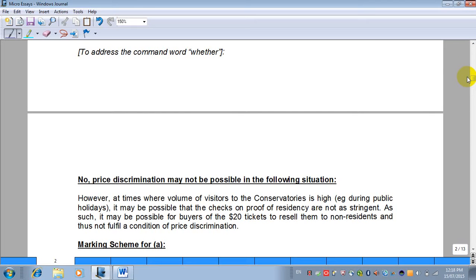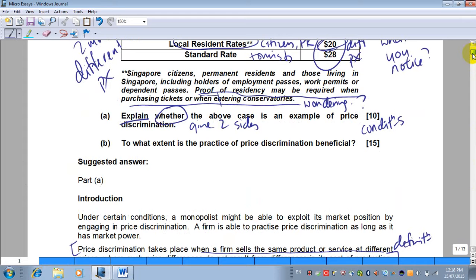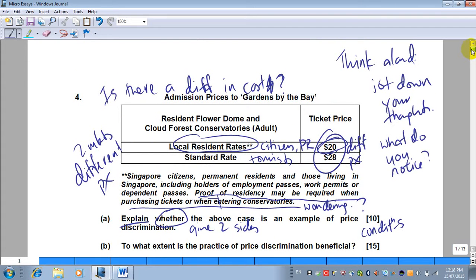It may not be possible in the following situation, because at times when the volume of visitors is high, it may be possible that the checks on proof of residency are not as stringent. As such, it may be possible for buyers, basically the citizens, to resell them to the tourists, and therefore a condition of price discrimination may not be fulfilled. So in a way it's a bit like an evaluative point. The way you're arguing it is like saying that generally it is price discrimination, all the conditions have been fulfilled. However, if during times of peak period the checks are not stringent, then it is not possible for price discrimination to occur.